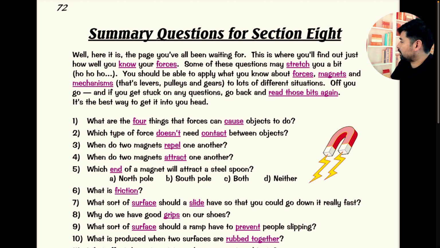Well, here it is, the page you've all been waiting for. This is where you will find out just how well you know your forces. Some of these questions may stretch you a bit. Ho ho ho, huh? You should be able to apply what you know about forces, magnets, and mechanisms. That's levers, pulleys, and gears, to lots of different situations. Off you go, and if you get stuck on any questions, go back and read those bits again. It is the best way to get it into your head, okay?